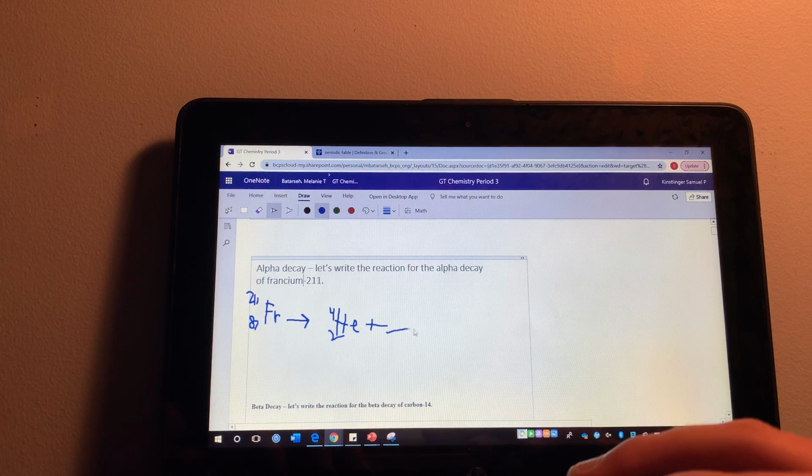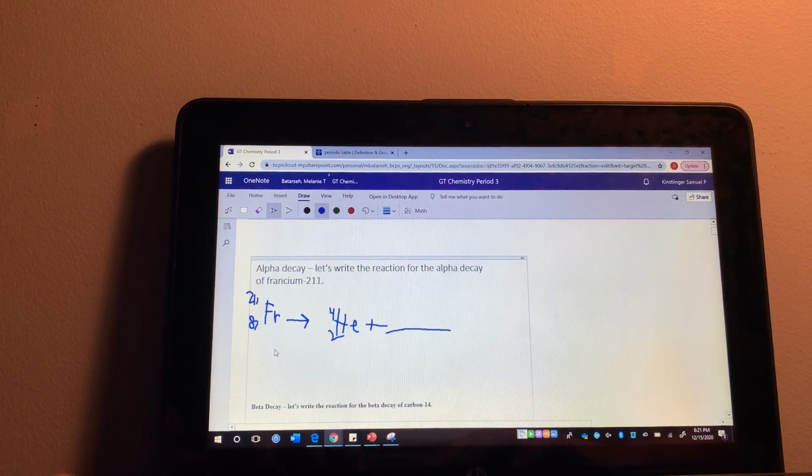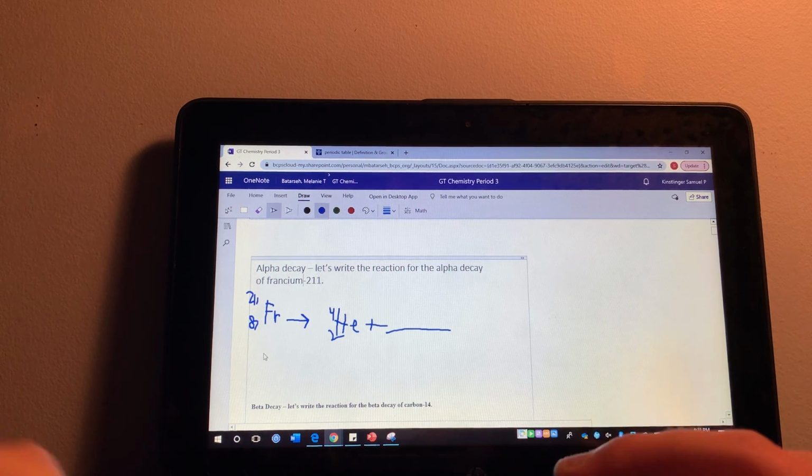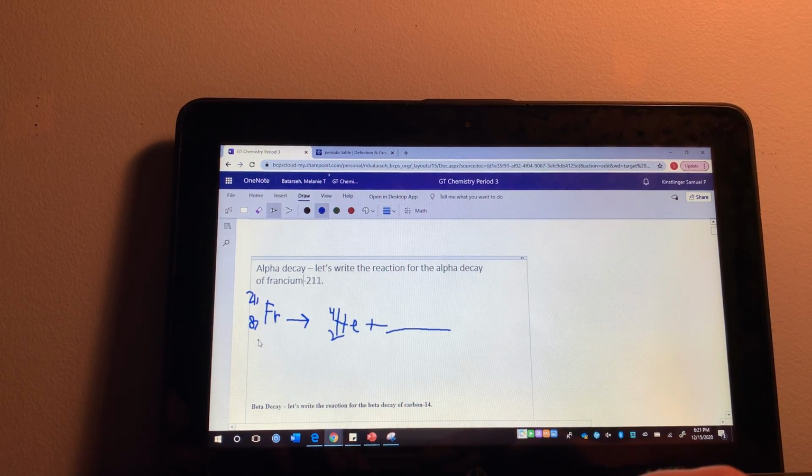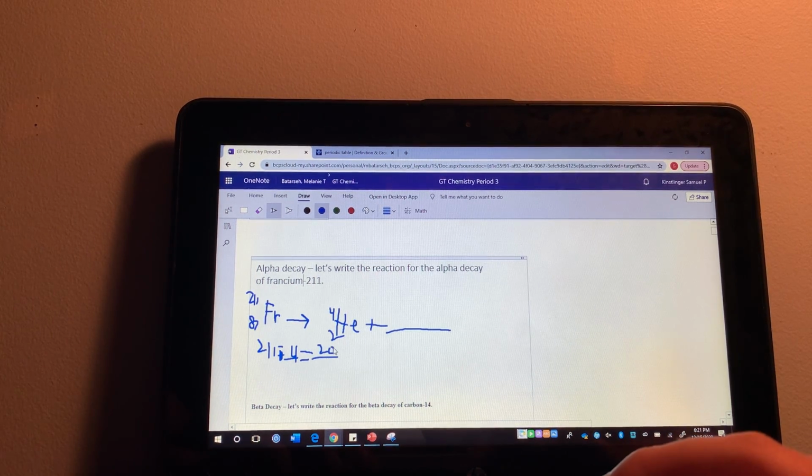Plus, and we're trying to figure that out. So now, we need to find out what's there. And you can do this inversely by taking whatever's here and using some simple algebra to find out what's there. So to find out what we're adding to helium, we just do 211 minus 4 equals what? Well, it's going to equal 207. So we know our mass is going to be 207. So remember, law of conservation of mass, it has to be the same as that.